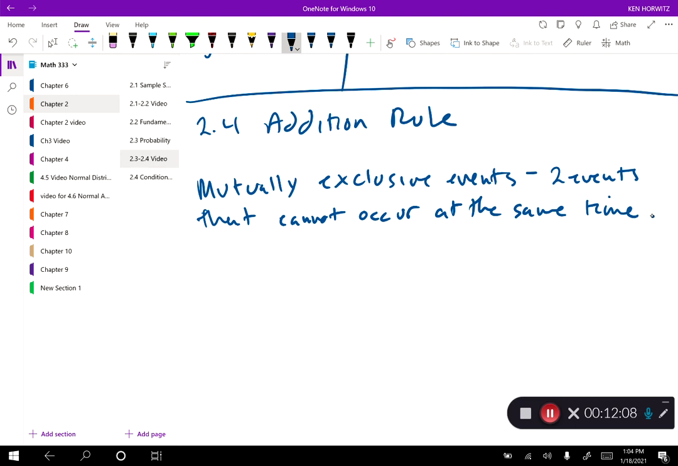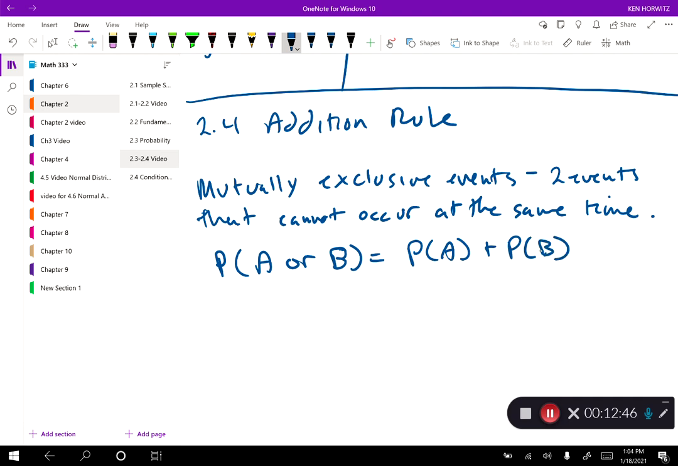All right. So if two events cannot occur at the same time, I'll give a quick example. For example, flipping a coin. If you flip a coin, you're going to get a head or a tail, right? But you can't get both events at the same time. You can't get a head tail. It's impossible. So if we wanted the probability of event A or event B, the proper way to do that would be the probability of event A plus the probability of event B.